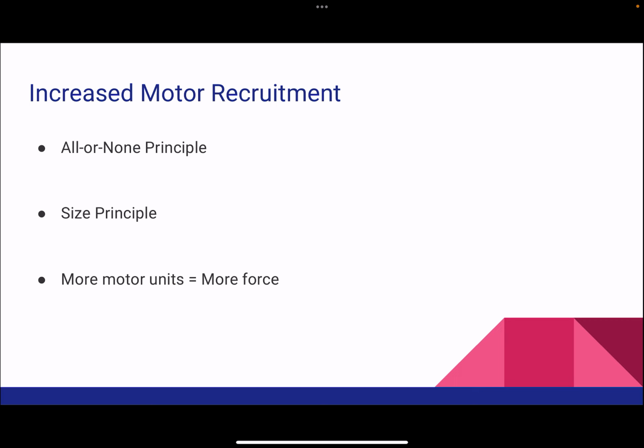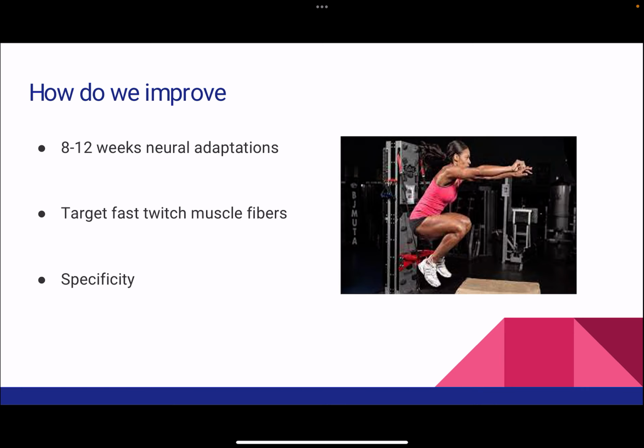The second principle is the size principle, which explains the order in which motor units are recruited from smallest to largest. Smaller motor units will be recruited first because they are more easily excitable. As need for force increases, larger motor units will be recruited. Therefore, the more motor units that are recruited, the more force a muscle is able to generate.